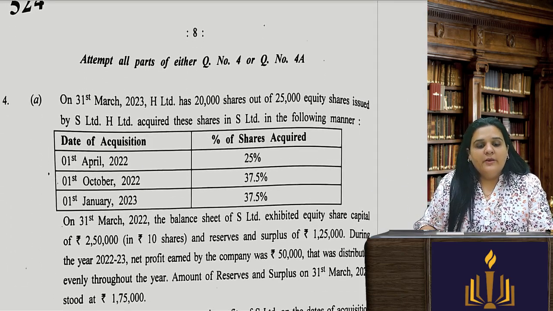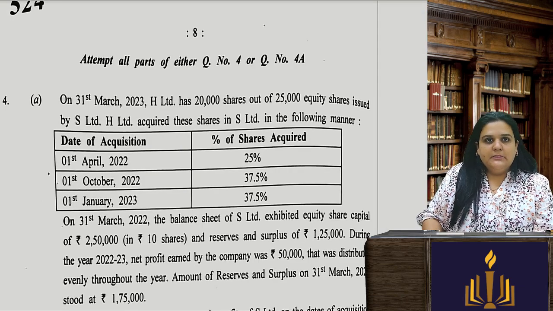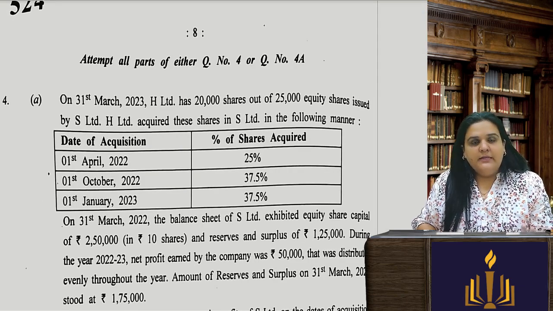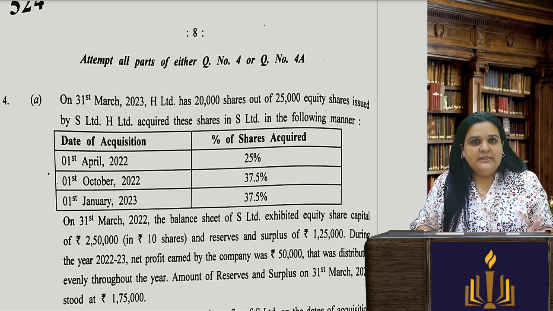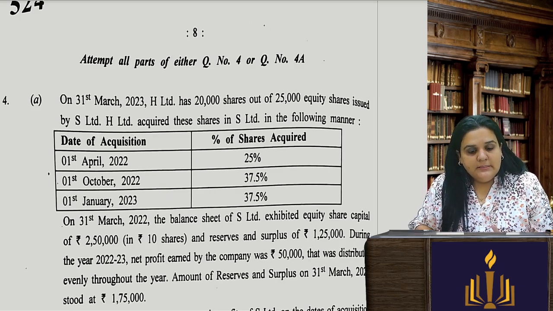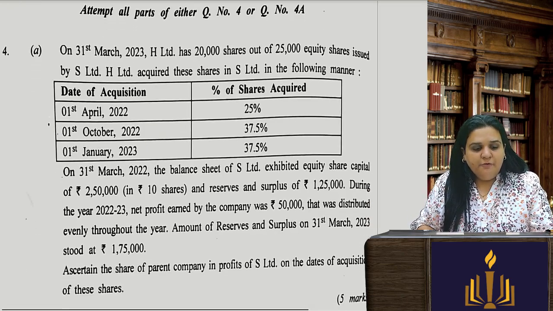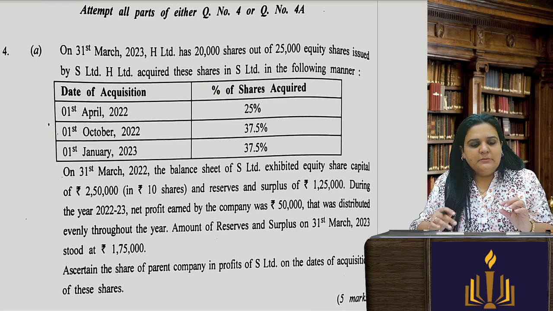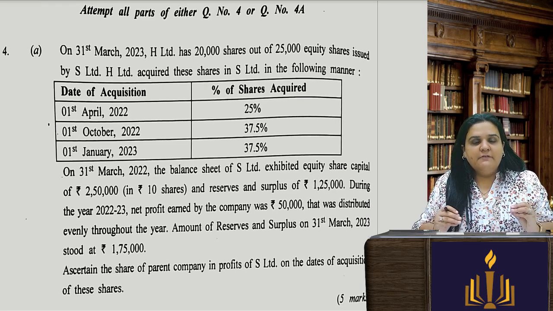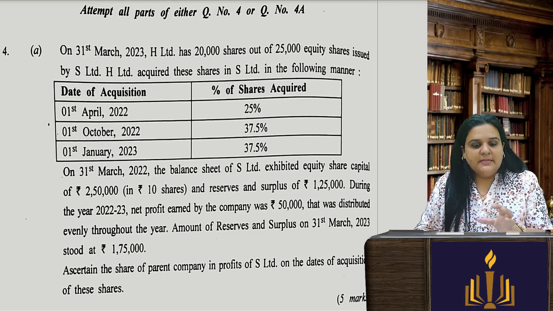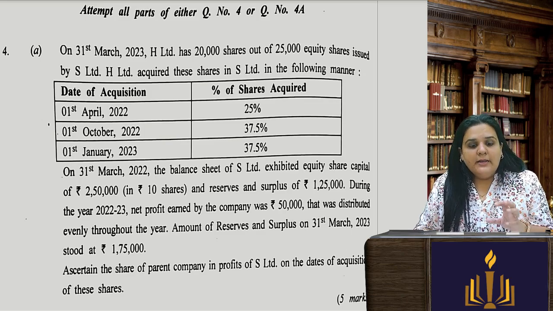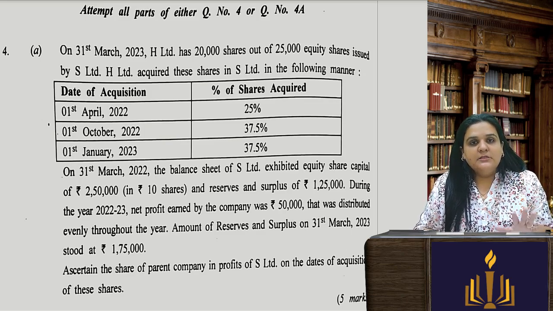Okay, then coming to question number 4 or 4A. Now you have a choice. Okay, in question number 4, that is the last question of your first section, we'll have a choice. Either you attempt 4 or you attempt 4A. Now in 4, they have given you a small box in which they have given you the acquisition date and the percentage acquired. This all entire sum, okay, is for 5 marks.